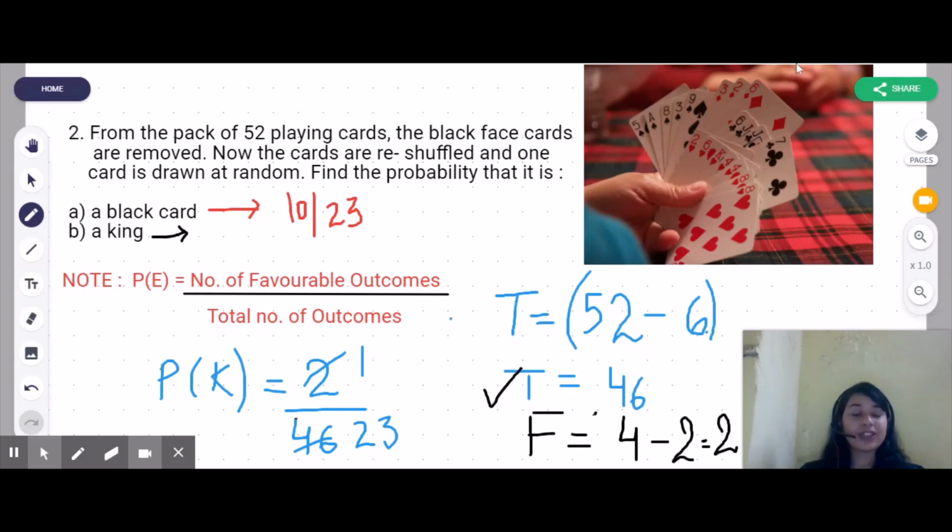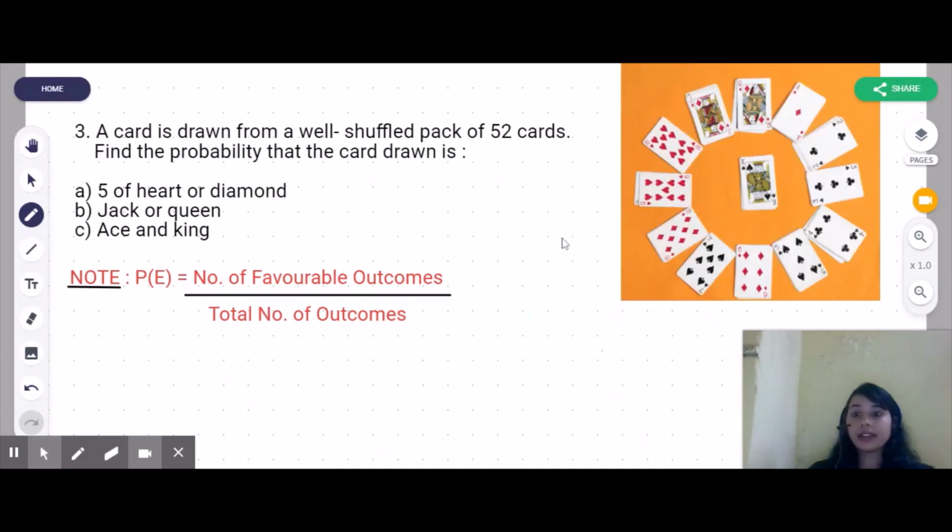Let us take the next question now. Our third question is, a card is drawn from a well-shuffled pack of 52 cards.